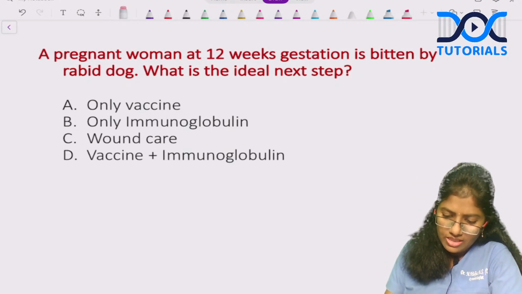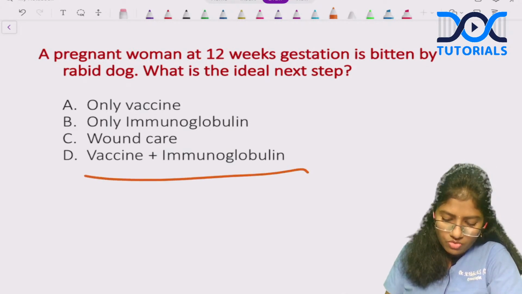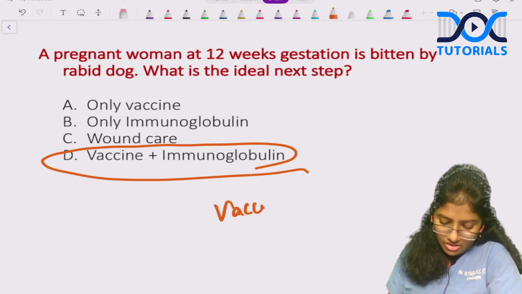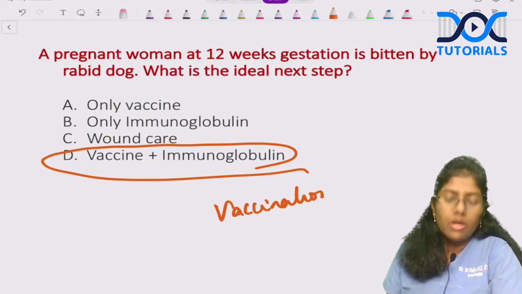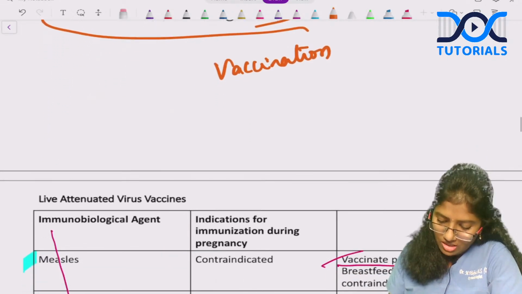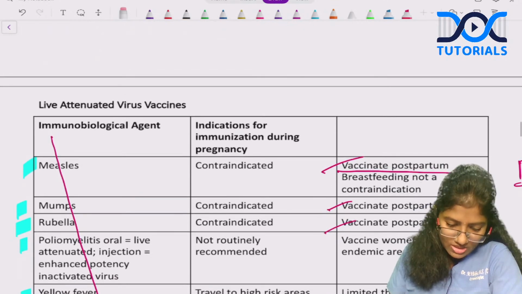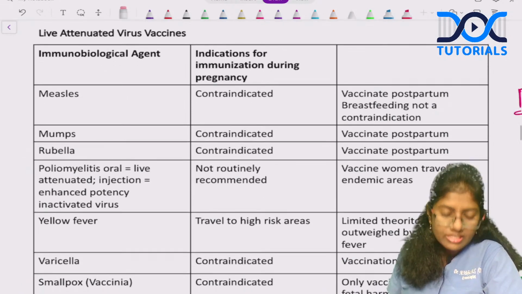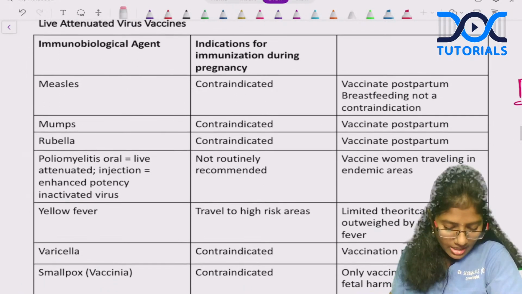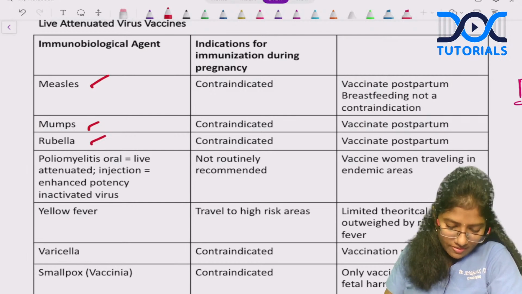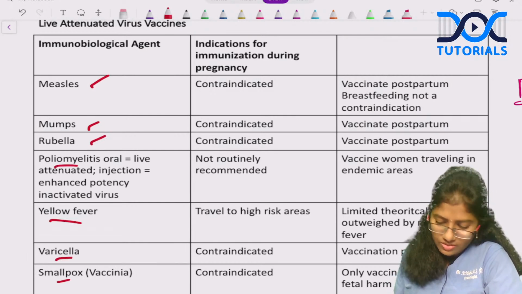So let us discuss and learn a few points about vaccination in pregnancy. Let me tell you what vaccines can be given during pregnancy and what vaccines are contraindicated. We have certain live attenuated vaccines, and the most common among them are measles, mumps and rubella, the MMR vaccine. Then polio, yellow fever, varicella and smallpox vaccine.